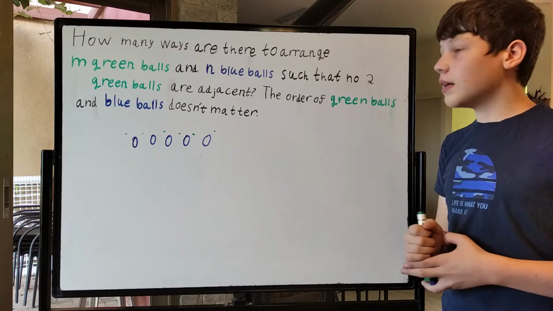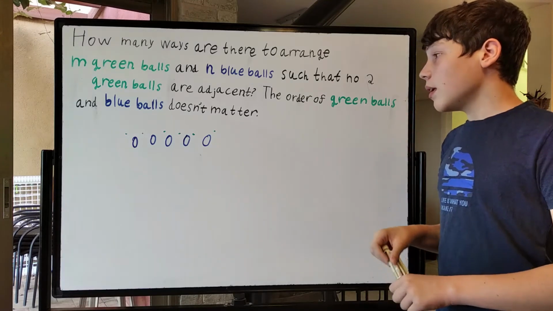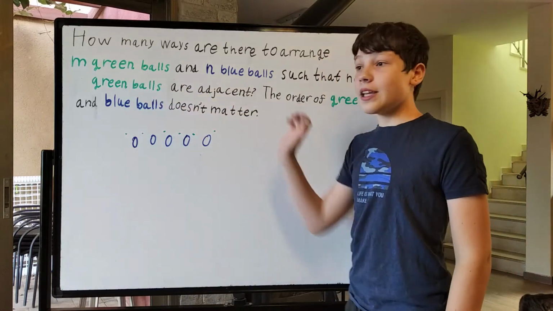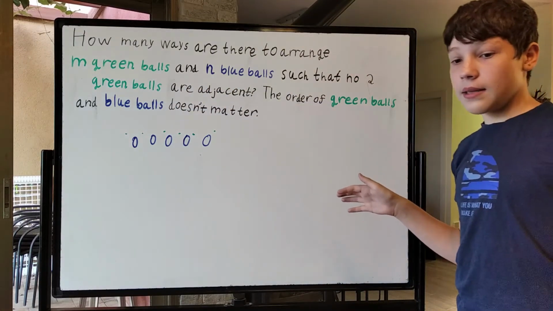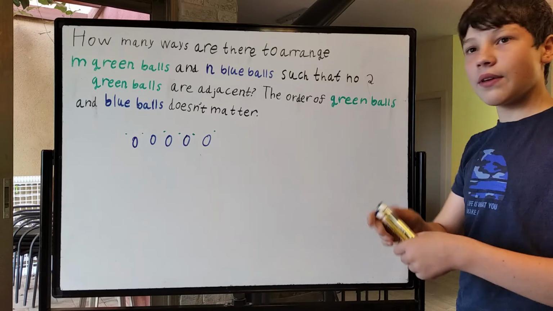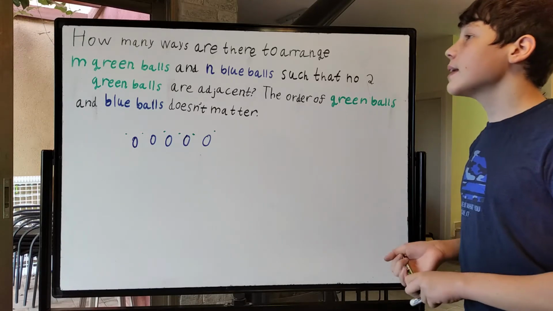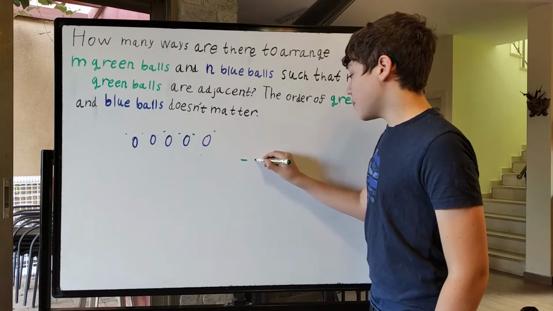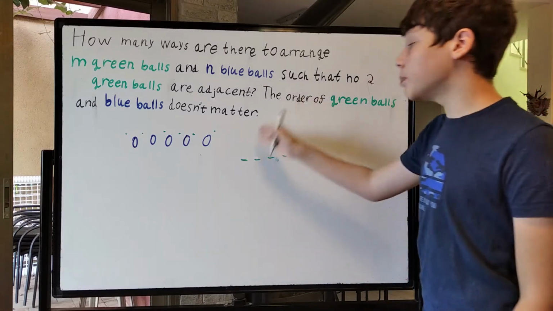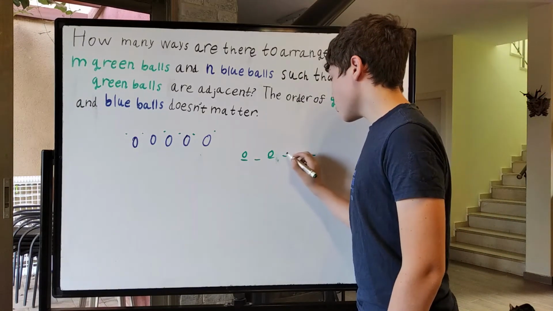Now, because each spot can have a maximum of one green, this is just like arranging m green balls into n plus 1 spots. We can do that because, again, no two greens can be in the same spot. So what we get is that we have n plus 1 spots, out of which we need to pick m to put the green ones in. So let's maybe take this one, this one, this one, and this one.